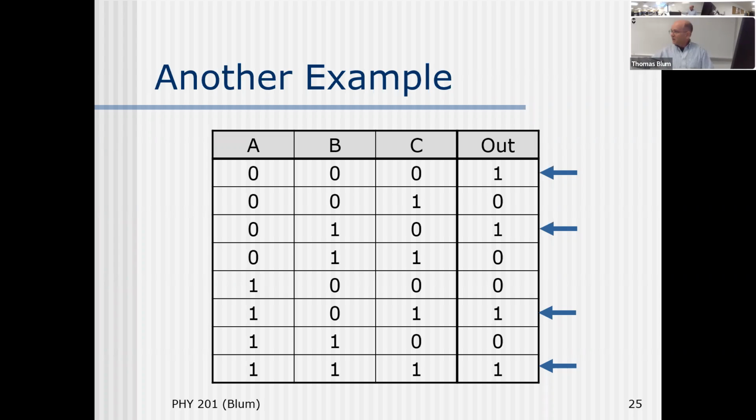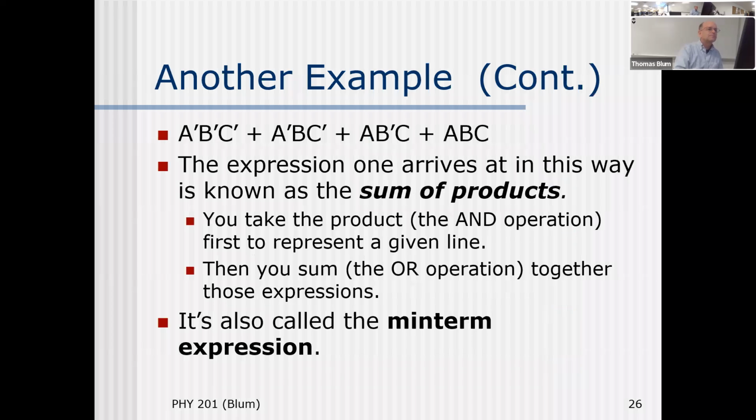You want an AND, or a product expression. You want everything that's coming in here to be a 1. So if you see a 0, you prime it. A prime, B prime, C prime. Then finally, when you get all your expressions, you sum them, or you OR them. Okay. So again, that's the sum of products. That's the minterm expression. That is on the lab. That is on the test when we have it.